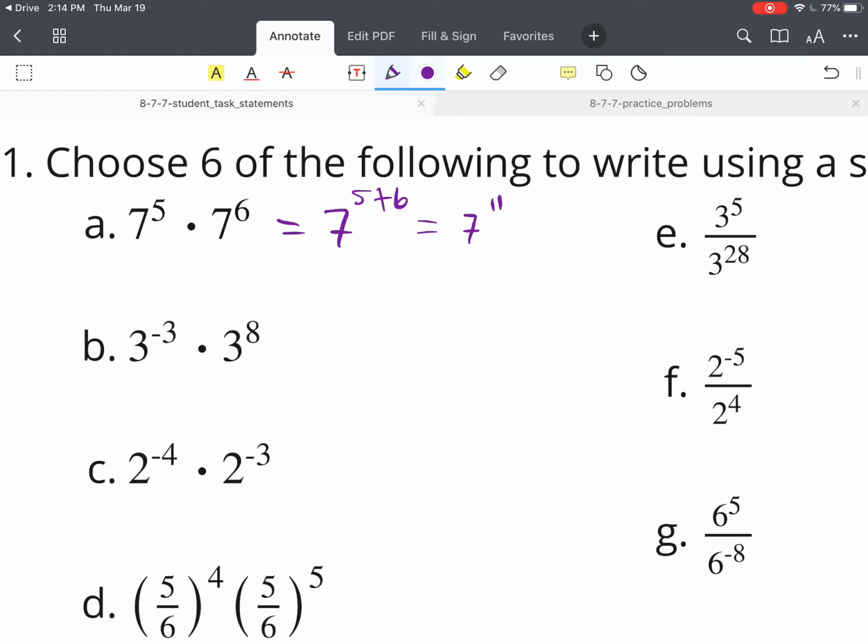7 to the 11. My favorite store to go at 2 o'clock in the morning and buy some hot Cheetos and a brownie and a Slurpee.